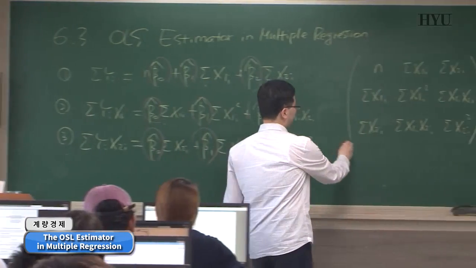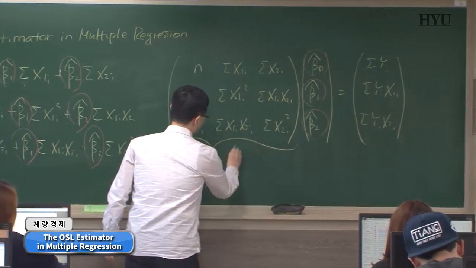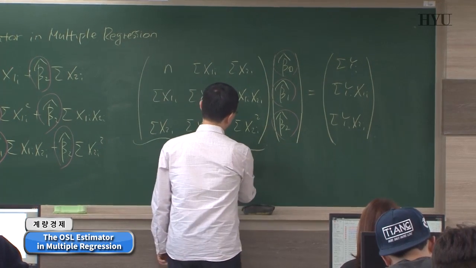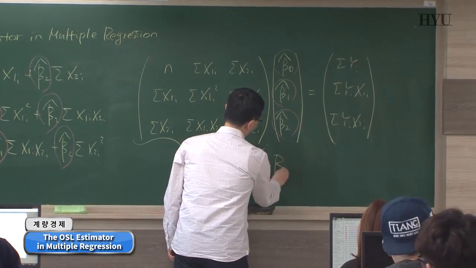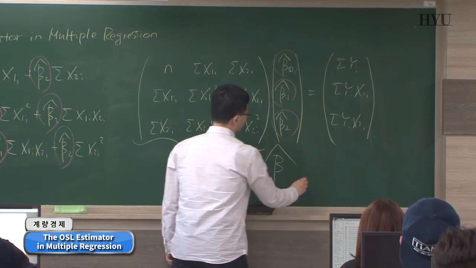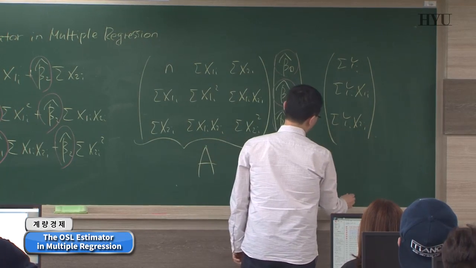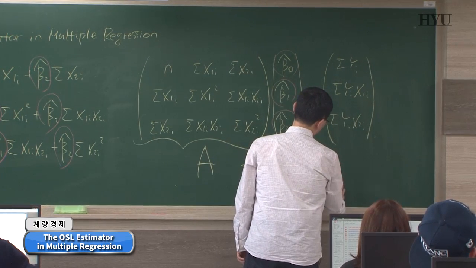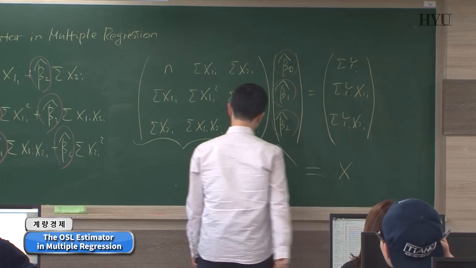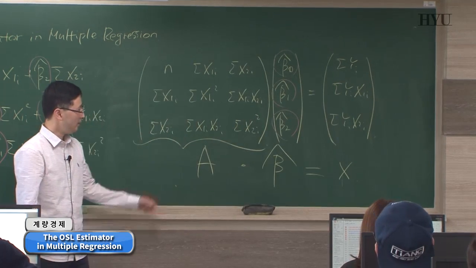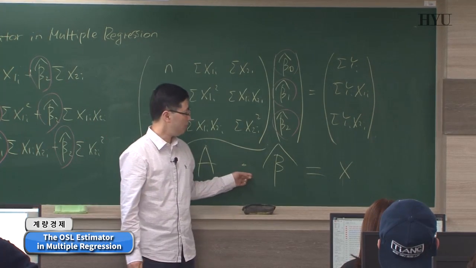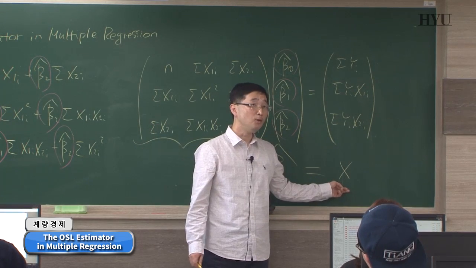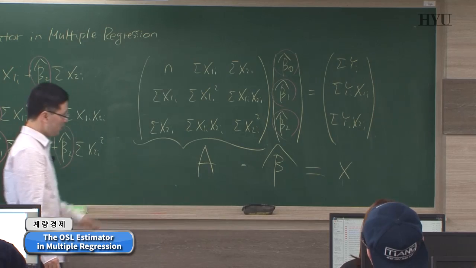So let's call it a matrix A, and let's collect these beta hats as a big beta hat, and that seems to be equal to some number. Okay, so let's call it X. So that's a system: a matrix times an unknown vector is equal to another known vector, right? So that's something we'd like to solve.